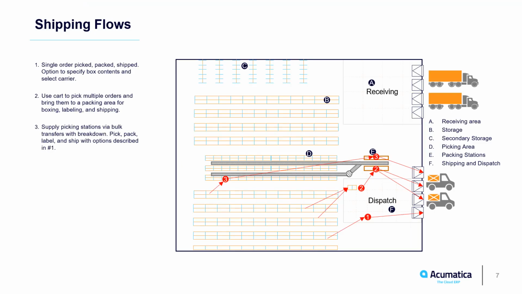Acumatica WMS supports multiple types of shipping flows. In this video, we ship two orders and demonstrate two options with the single order process. Flow 2 involves multiple shipments in carts and will be demonstrated in a future video. Flow 3 has a process to replenish the picking area, handled outside of Acumatica WMS, and a process of picking, packing, and shipping, much like what we will cover next.